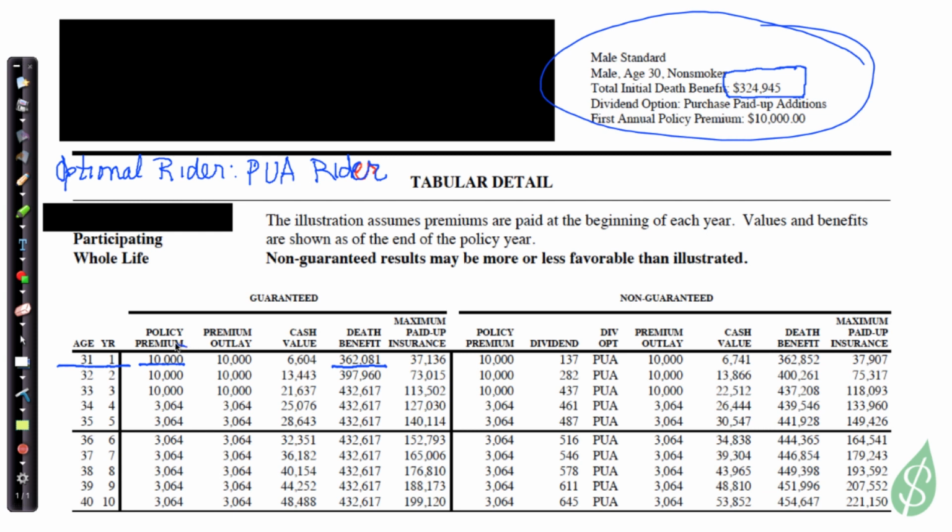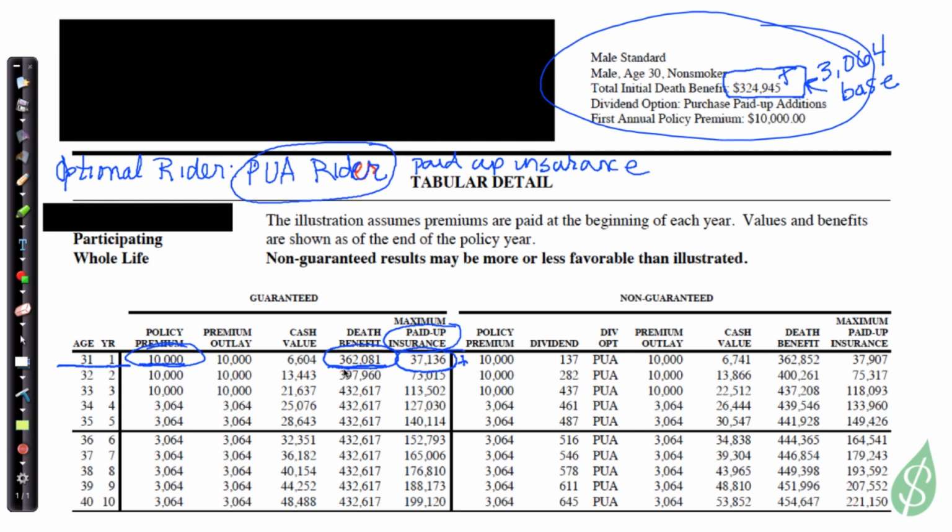So of this $10,000 that he paid, I know that $3,064 bought this base premium of $324,945. This rider, on the other hand, bought a little bit of insurance. It bought some paid up insurance, and we see that right down here. Paid up insurance. And when we add this $324,945 and $37,136 of paid up insurance, we come up with this total of $362,081. Now that you see that, that's not so confusing.